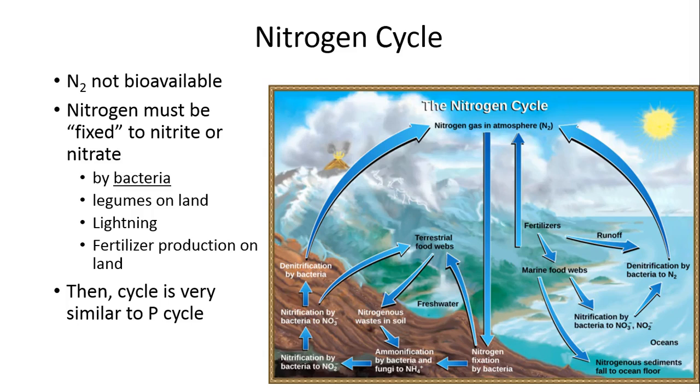So basically, fertilizer plants on land are taking the nitrogen gas and turning it into fertilizer for those farmers I just mentioned to put on their crops, right? And once you have it in the nitrate or the nitrite form, now it can be taken up by organisms. The same processes that put phosphorus into the ocean also put nitrogen into the ocean. The same processes that take phosphorus out of the ocean also take nitrogen out of the ocean. So it's the same kind of cycle after that point.